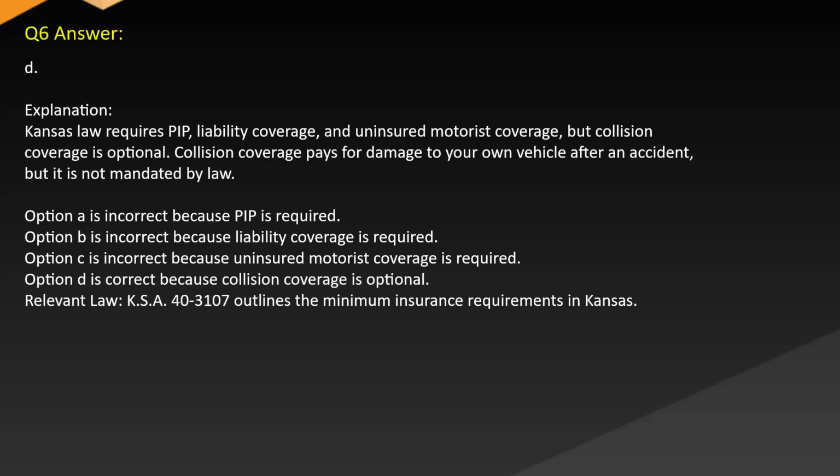Answer: D. Explanation. Kansas law requires PIP, liability coverage, and uninsured motorist coverage, but collision coverage is optional. Collision coverage pays for damage to your own vehicle after an accident, but it is not mandated by law. Option A is incorrect because PIP is required. Option B is incorrect because liability coverage is required. Option C is incorrect because uninsured motorist coverage is required. Option D is correct because collision coverage is optional. Relevant law: KSA 40-3107 outlines the minimum insurance requirements in Kansas.